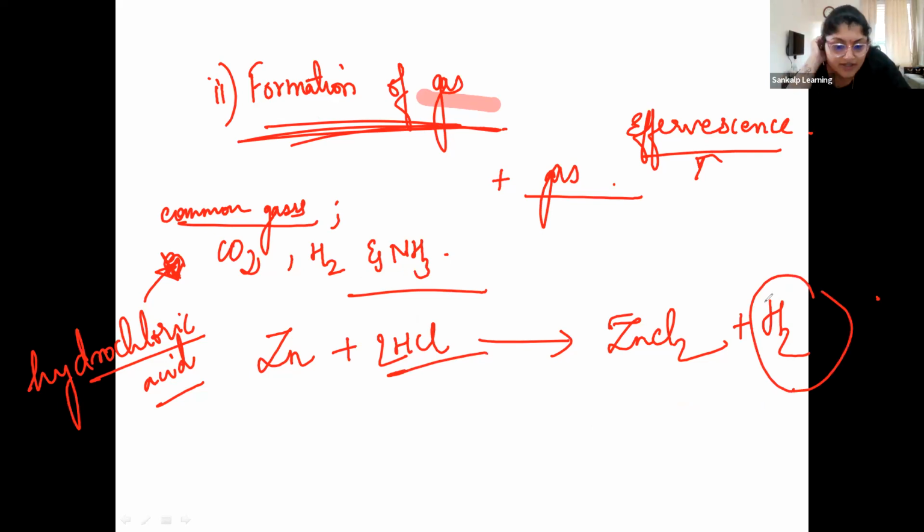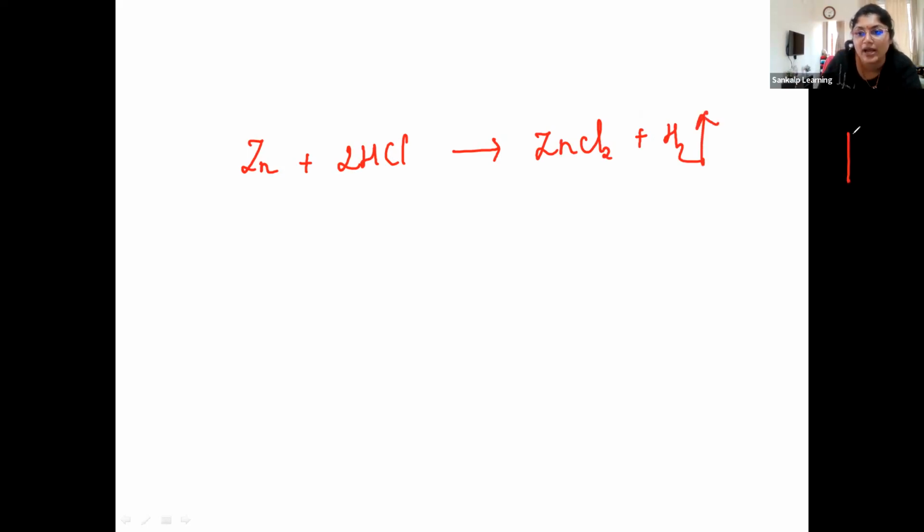So, word reactions and balanced reactions for the reaction that takes place between zinc granules and HCl. How is it given? Zn plus 2HCl gives ZnCl2 plus H2, because H2 gas will be liberated. So this upward arrow mark indicates that the gas is liberated. Liberation of gas is indicated by this arrow.